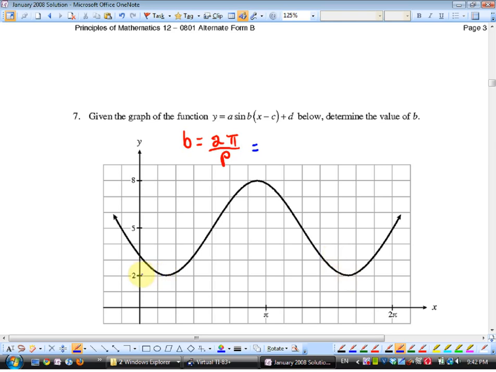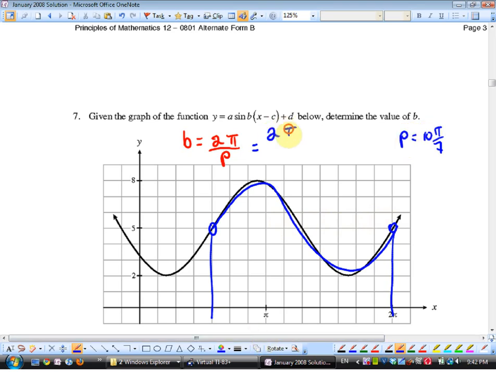I'm going to go from middle and on my way up to middle and on my way up. That's one full wave right there. How long is that from there to there? Let's see. 1, 2, 3, 4, 5, 6, 7. 1, 2, 3, 4, 5, 6, 7. Each square is pi by 7. And this is 1, 2, 3, 4, 5, 6, 7, 8, 9, 10 squares long. So the period is 10 pi by 7.